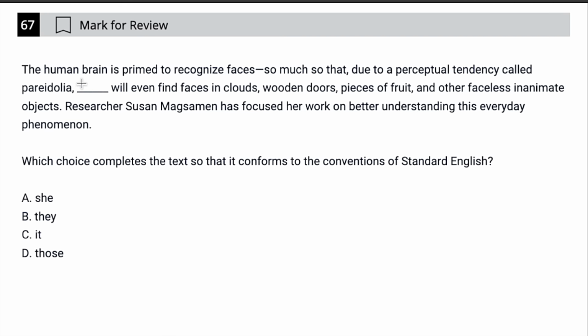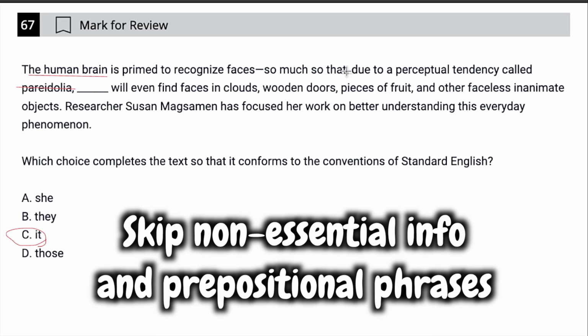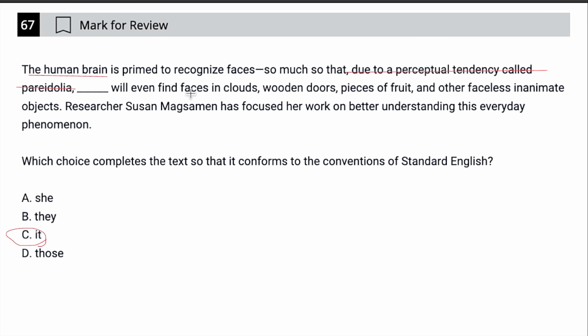On this one, for example, the human brain is our original noun, and that is a thing, so our answer would be it. Pro tip, get rid of any sort of non-essential information between commas. That way you can easily put this together. The human brain is primed to recognize faces, so much so that it will even find faces in clouds.